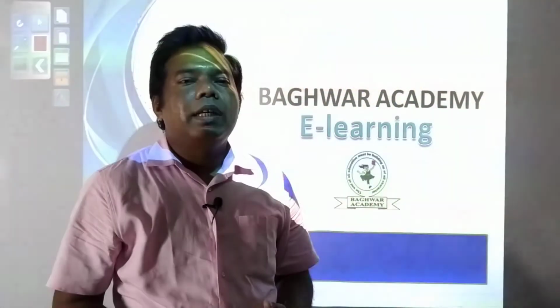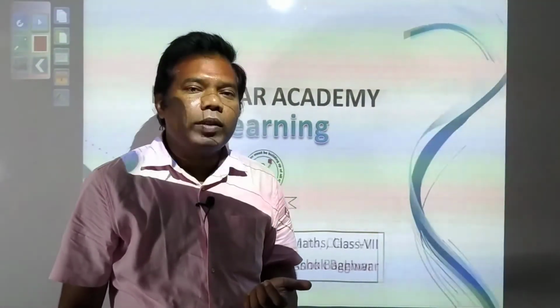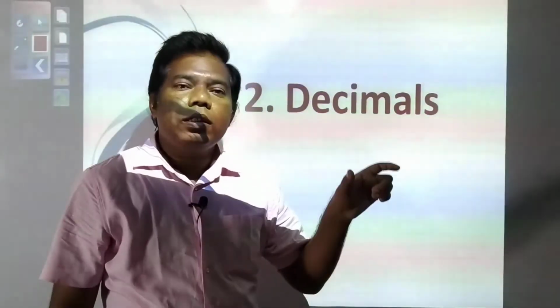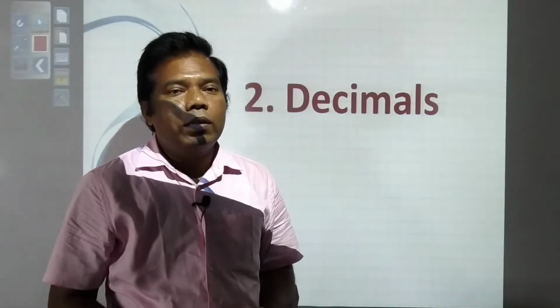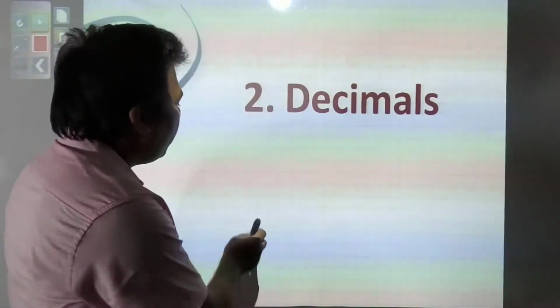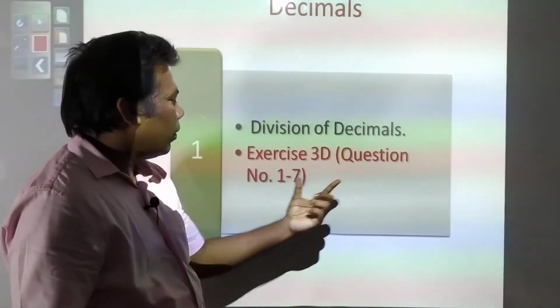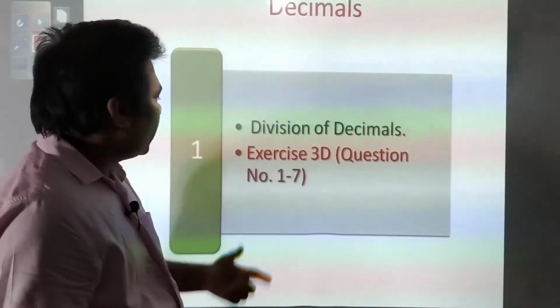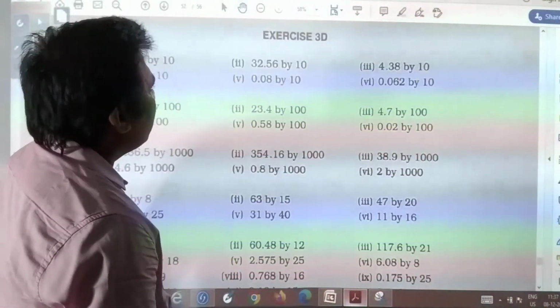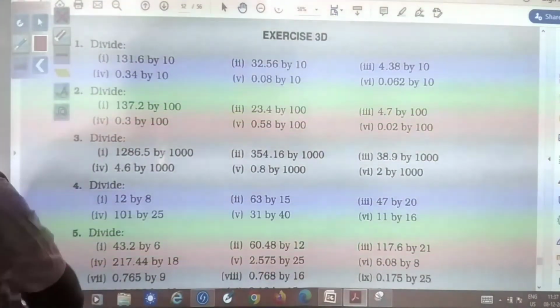Already last day we had seen how to divide decimal numbers, division of decimals, and we had seen some examples also, and I hope you must have revised fully by yourself. Today we will see exercise 3D, and we have taken only 7 questions, 1 to 7. So let's see. Very easy questions are there. I hope you might have studied also.